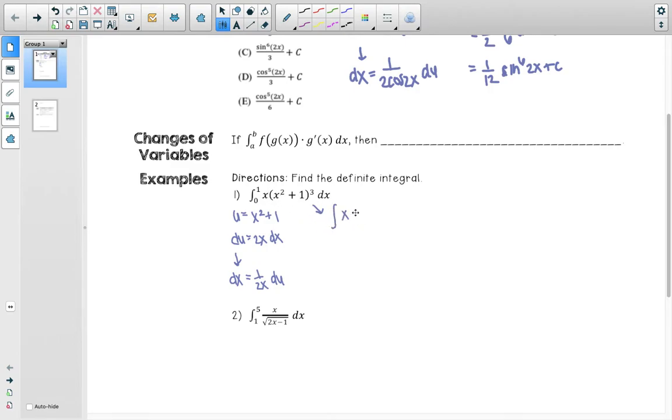So we have x times u to the 3rd power, and then the dx is going to be taken away with the 1 over 2x du. And we know the x's will cancel, leaving us with 1/2 on the outside, and then u to the 3rd power du. Now there's different ways you can go about it, and probably different teachers teach it different ways.